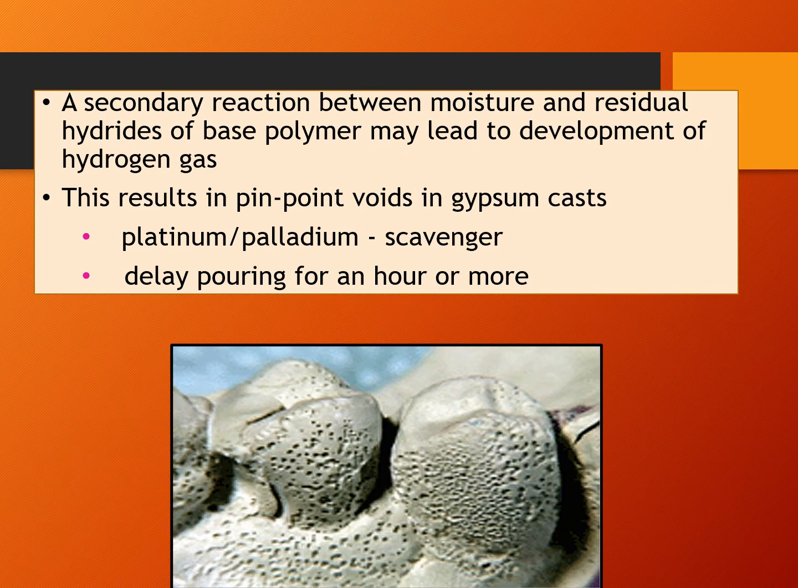And a secondary reaction happens between the moisture and the residual hydrides of the base polymer, which leads to development of hydrogen gas, and this will result in pinpoint voids in the gypsum cast. So in order to prevent this, platinum or palladium is added in newer products which act as a scavenger. This will prevent the escape of gas at the polymer cast interface, or else you can delay pouring for an hour or more according to the manufacturer's recommendations.